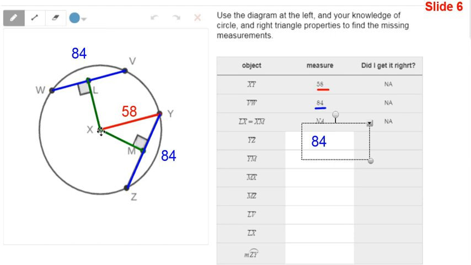Now, XM is perpendicular to our chord YZ. We know that if we extended XM all the way through to the circumference of our circle, that would represent a radius. When a radius is perpendicular to a chord, it bisects the chord. So if this length is 84, we know that YM would be half of that measurement, and ZM would be the other half.